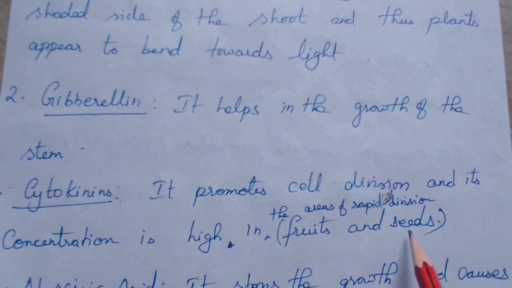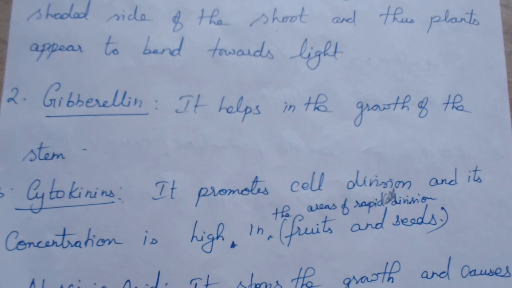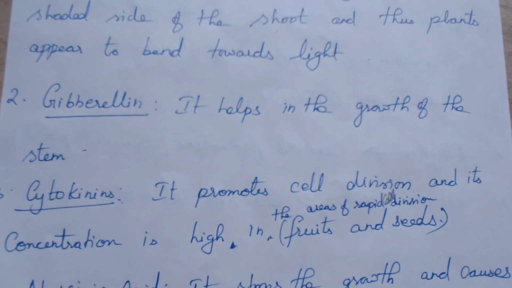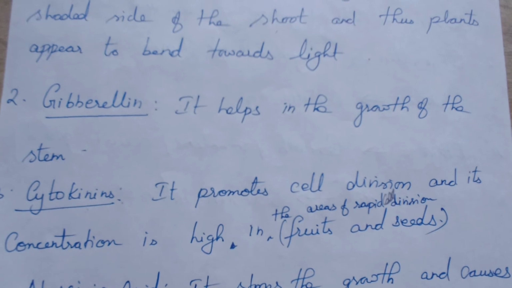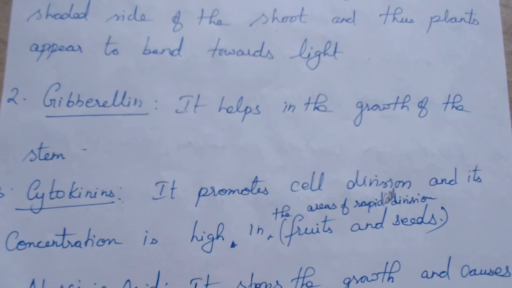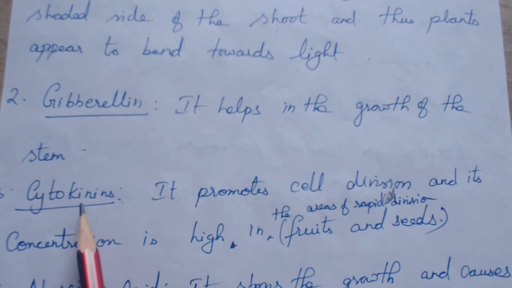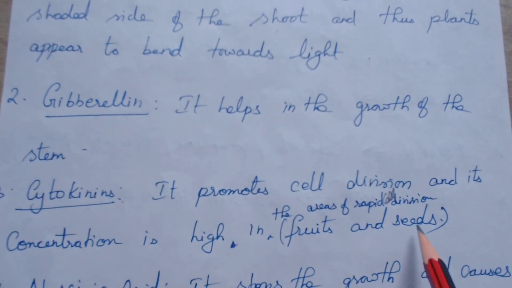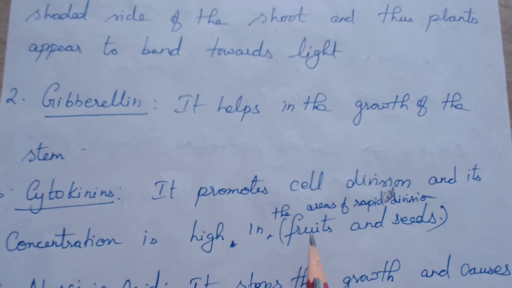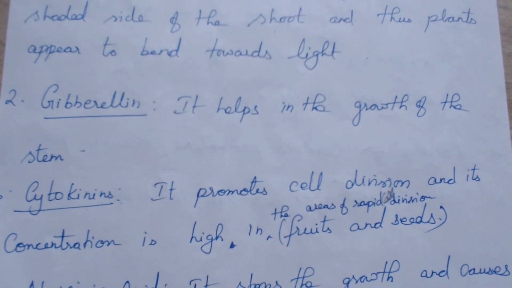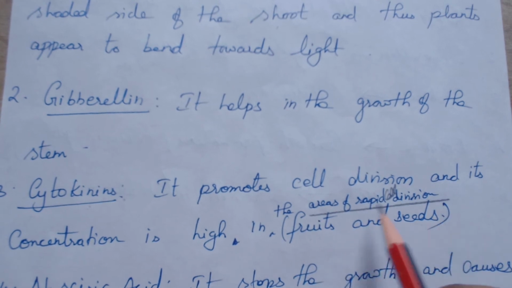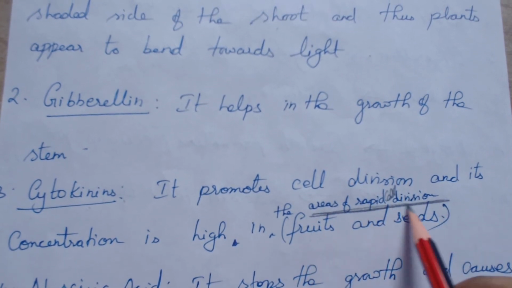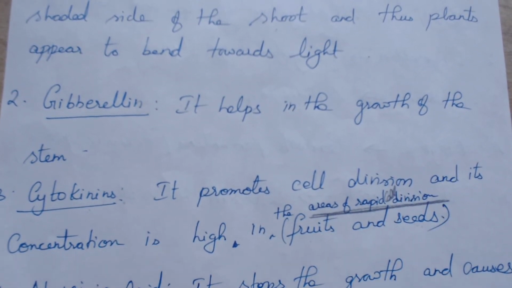Okay, and also the germination. If you put a seed today, the next day itself, in a day itself, you will get the growth of the plant, right? The shoot will come, right? That is because of the presence of cytokinin in seed germination as well as in fruit formation. So it is all concentrated in the areas of rapid cell division. Wherever the cell division is going to happen, it will be concentrated in that area.